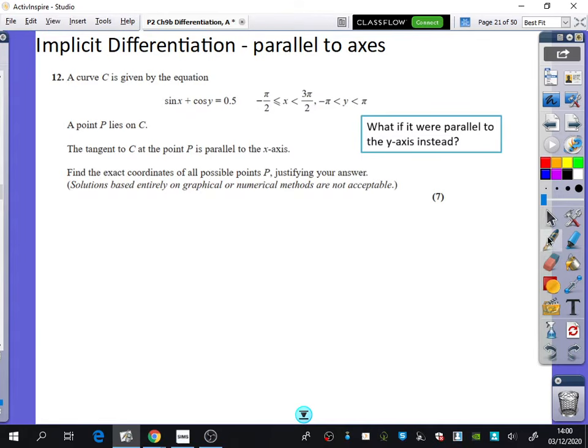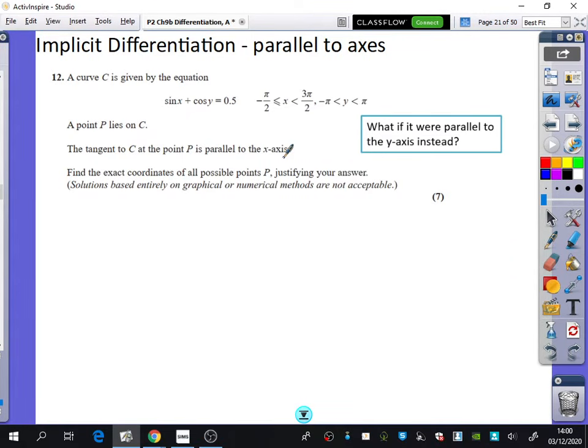I actually think this is similar to one of them that was in the exercise, which is why I asked for us not to do this. And it says it's sine x plus cos y equals 0.5. It tells you that x is in between minus pi over 2 and 3 pi over 2, and y is in between minus pi and pi. It says that a point P lies on C. The tangent to C at the point P is parallel to the x-axis.